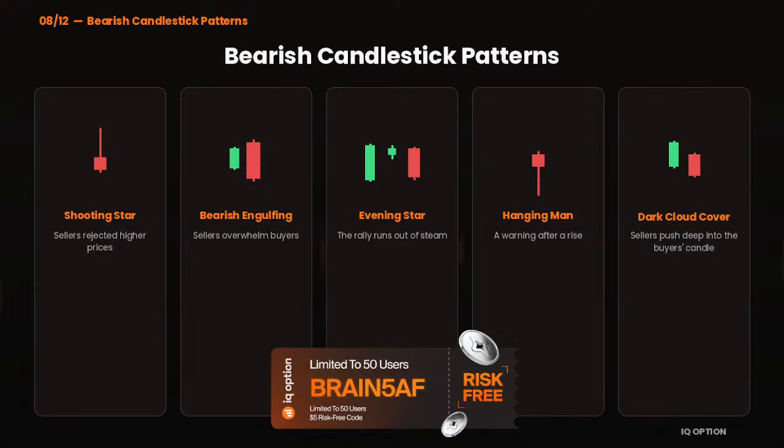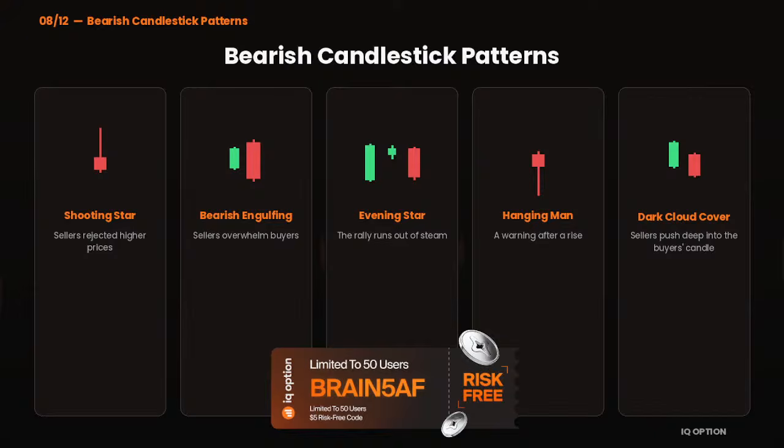So the next in line is the hanging man. Okay, and so just like we can see, the hanging man looks exactly like a hammer. It has a small body just like the hammer and a long wick below it. But it shows up after a rise instead of a fall. So this is the opposite of a hammer.